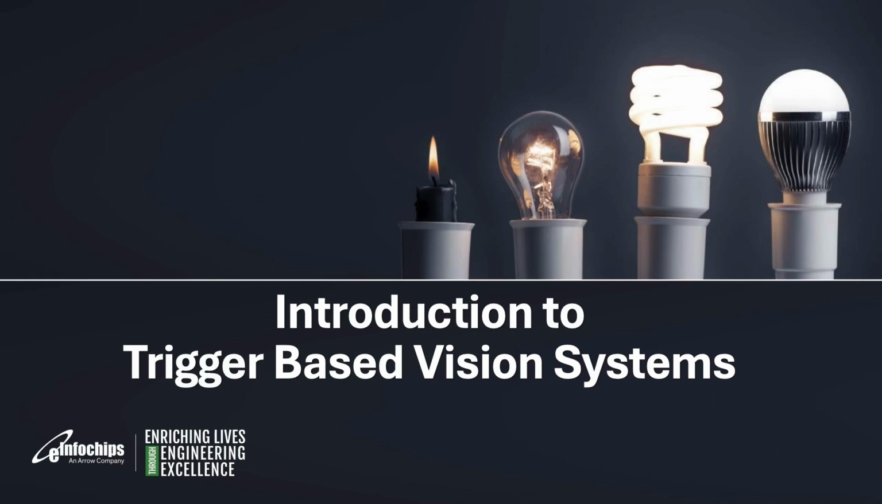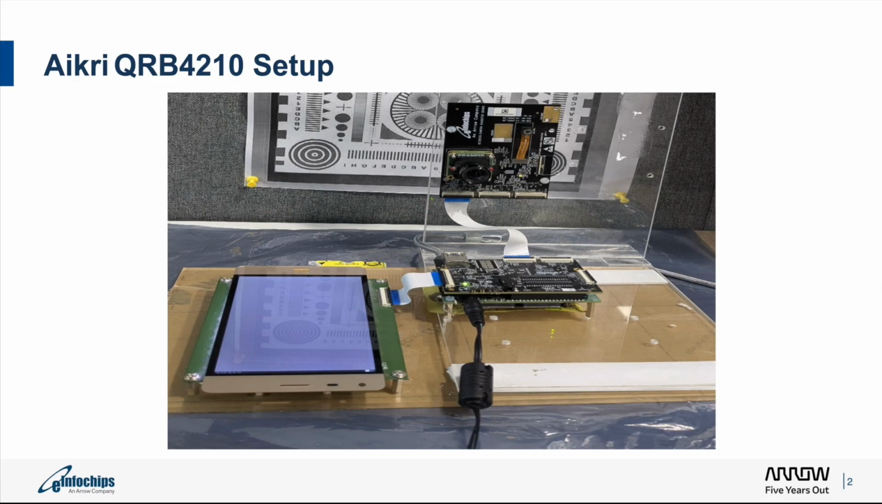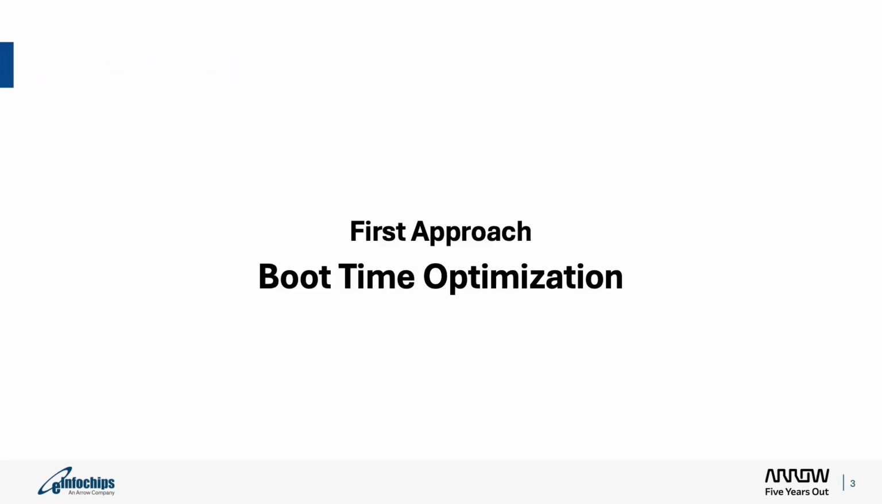In this exercise, we have targeted less than 1 second of latency between the trigger event and the first frame available from the camera. The iCRE QRB4210 platform operates on an open embedded based Linux distribution. To ensure swift reaction to external triggers, we have targeted two approaches, which are boot time optimization and device low power mode. Now let's look at both approaches one by one.